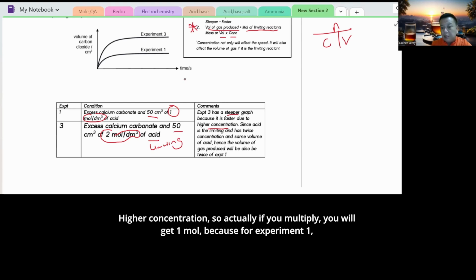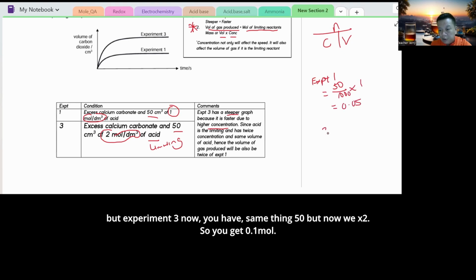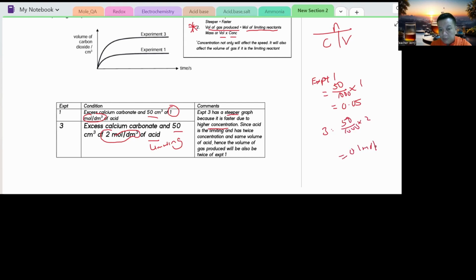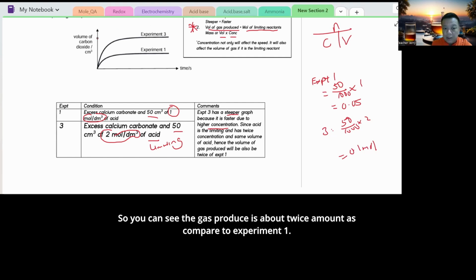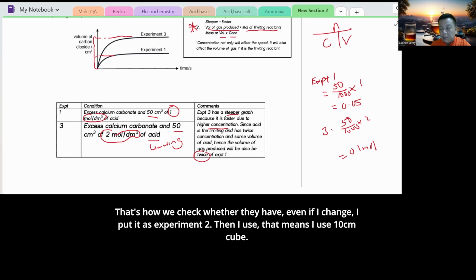So actually, if you multiply, you will get more mole, right? Because for experiment 1, you will just have 50 over 1000 times 1, so you get 0.05. But experiment 3 now, you have the same thing, 50, but now we times 2. So you get 0.1 mole. So you can see that the gas produced is about twice the amount as compared to experiment 1. That's how we check.